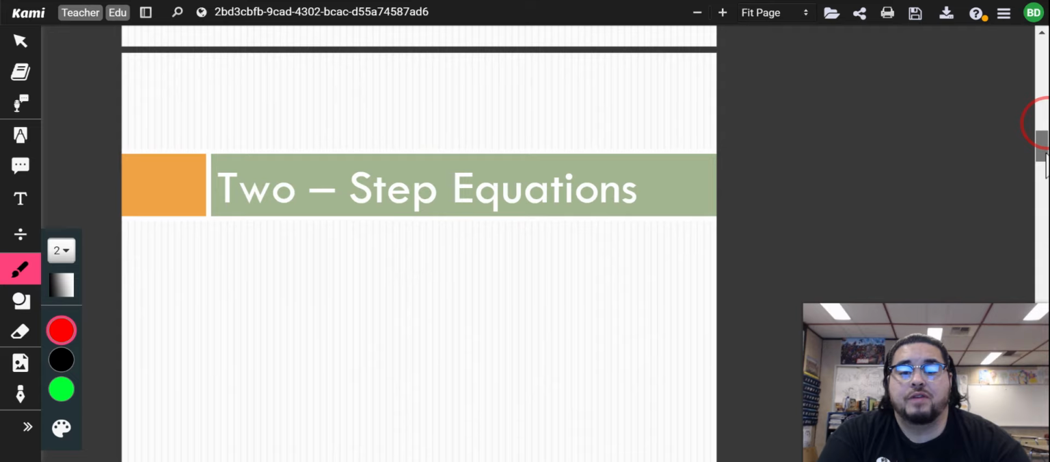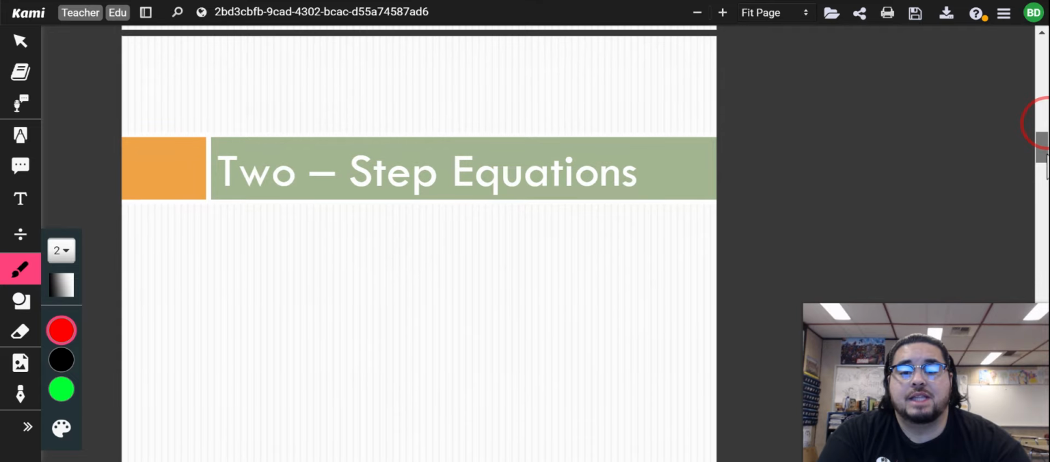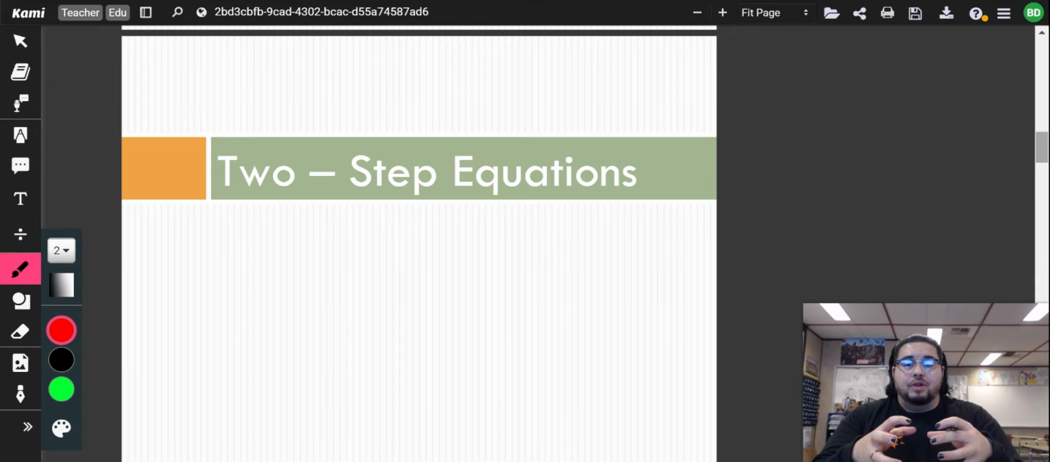Our solving of two-step equations means that we are going to be looking at our variable and trying to isolate that. So the big thing that I use to explain to students how to do this is to think about unwrapping a present. So our variable is what we want, right? We want to get that value by itself. We want to know what that variable is worth.